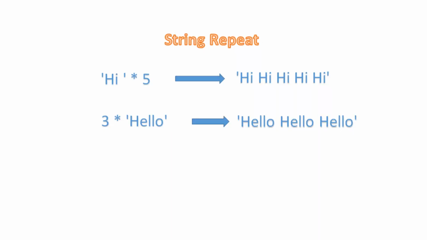String repeat. To repeat the string for a given number of times, the operator asterisk is used. For string repetition, one of the operands must be an integer and the other must be a string. Here the string hi is repeated for 5 times and the string hello is repeated for 3 times.